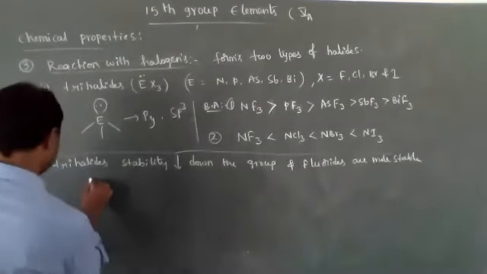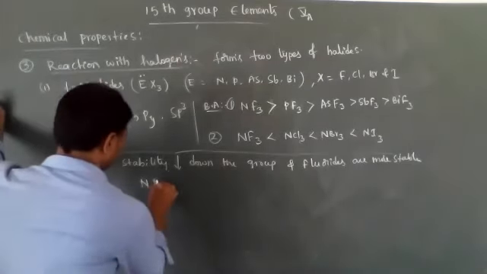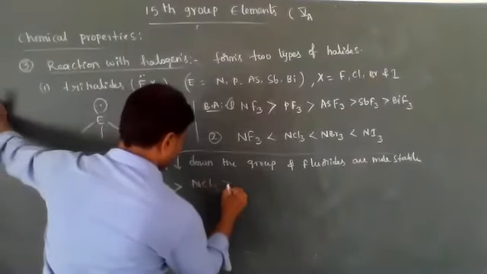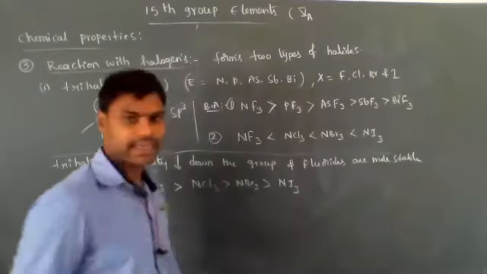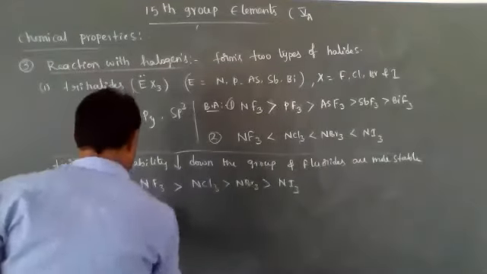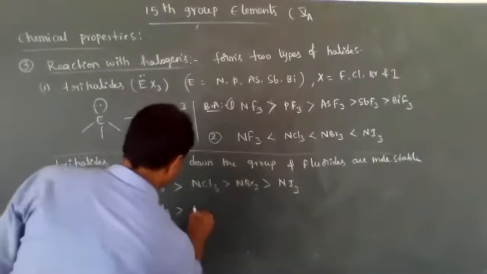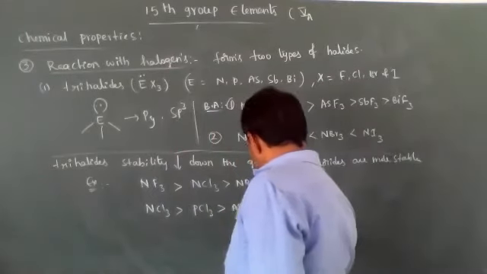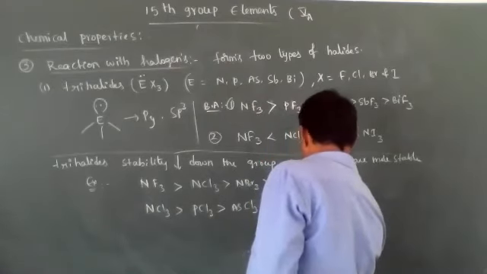So, for example, in nitrogen, NF3 is more stable when compared to NCl3, then NBr3, and then NI3. Among these, fluorides are more stable. Let's see NCl3: nitrogen trichloride is more stable than phosphorus trichloride, and then arsenic trichloride, then antimony trichloride, and then bismuth trichloride. Why, ma'am?